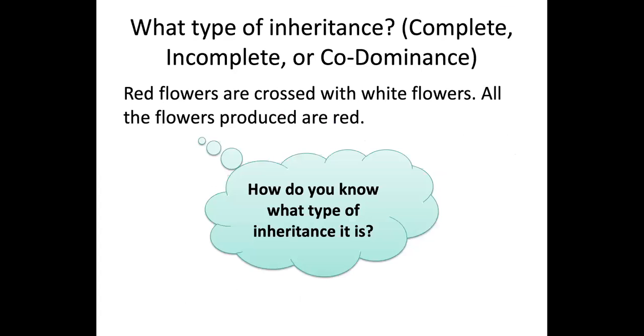All right, so same as we did yesterday, except now we're throwing in a third type of dominance. So we've got complete, incomplete, or co. Red flowers are crossed with white. All the flowers are red. Complete. Red crossed with white, they're pink. That's incomplete because that's a mixture. Okay, red and white, and now we have speckled red and white. That's co-dominance because both show.